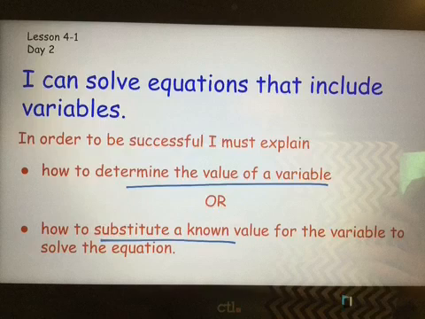So today you learned a couple things. You learned how to determine the value of a variable using inverse operations, and you learned how to substitute a known value for the variable in order to solve the equation.